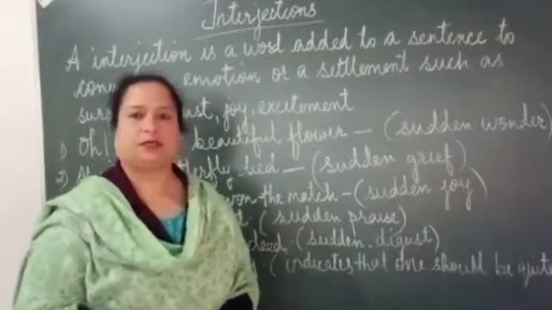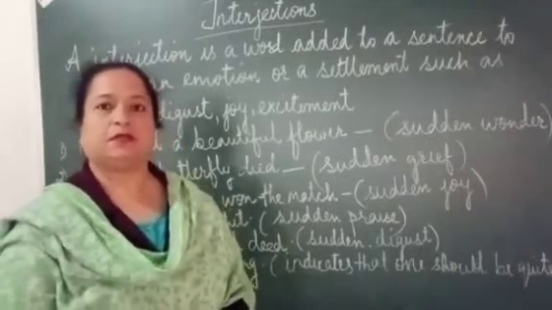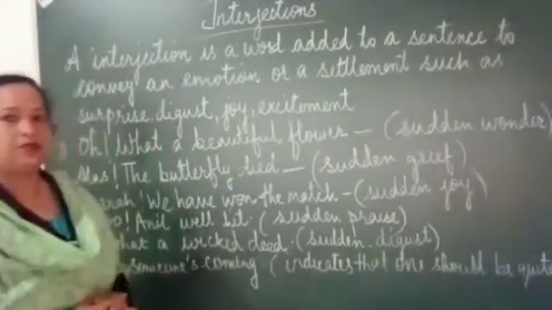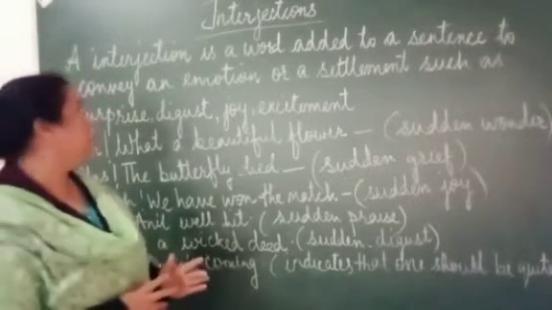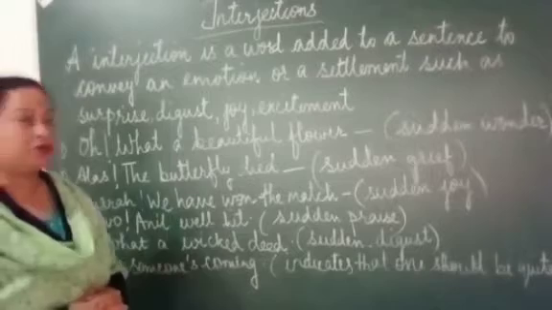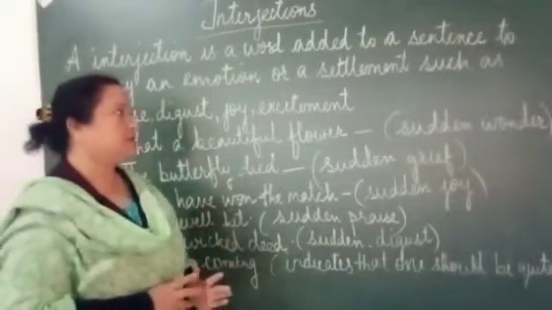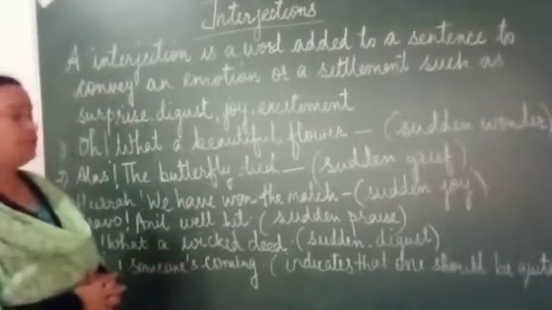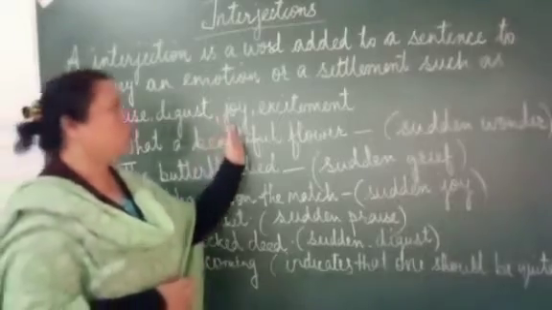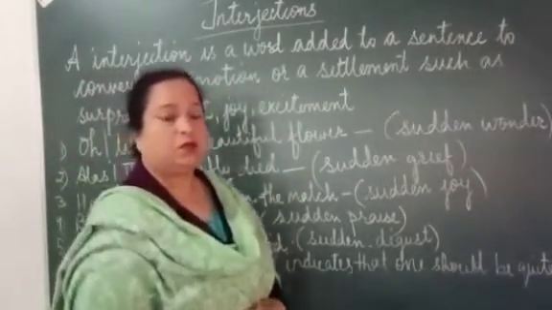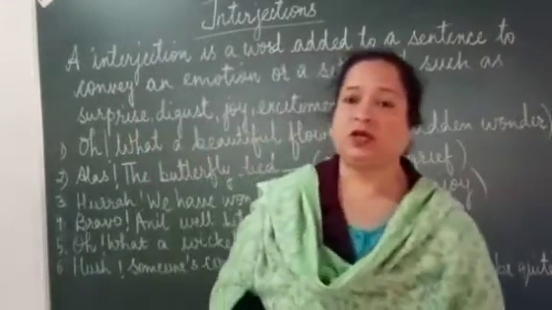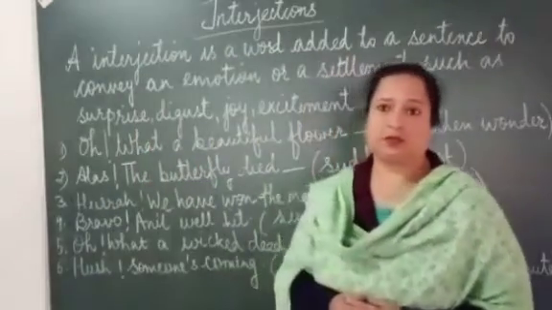Today children we are going to start with the topic that is known as interjection. So what is an interjection? An interjection is a word added to a sentence to convey an emotion or a sentiment such as surprise, disgust, joy, excitement or sorrow. Now children, there are certain words which are interjections, they have no meaning at all.